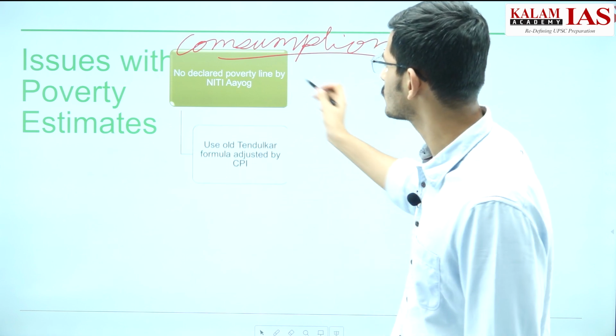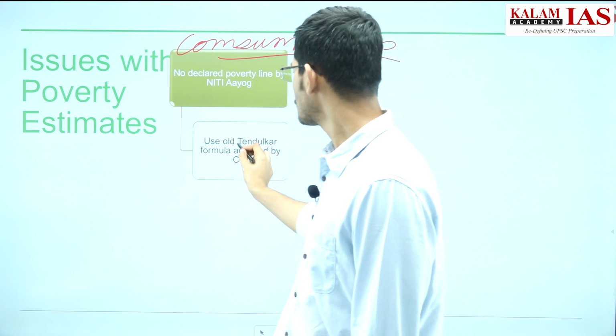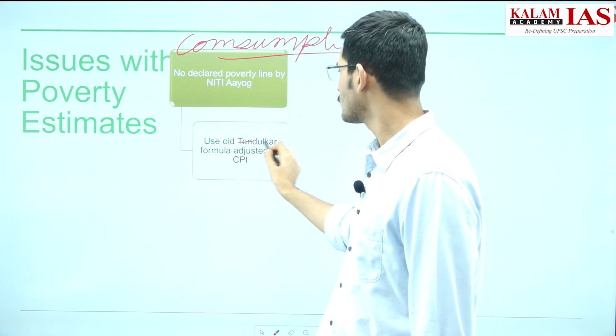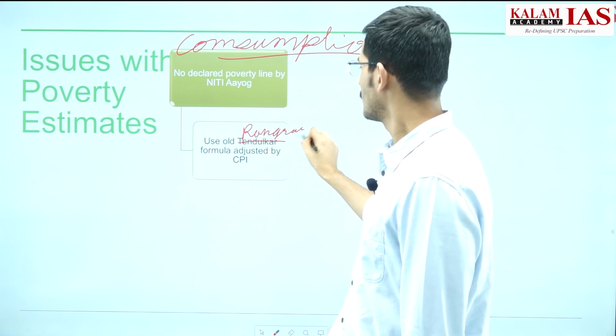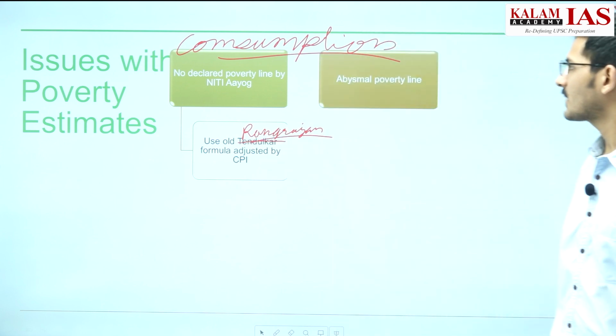So the consumption basket has changed, but the poverty estimate line is based on the 2011-12 consumption basket made by the Rangarajan committee. So there is no declared poverty line, and it uses not the Tendulkar formula but the Rangarajan formula, adjusted by consumer price index.